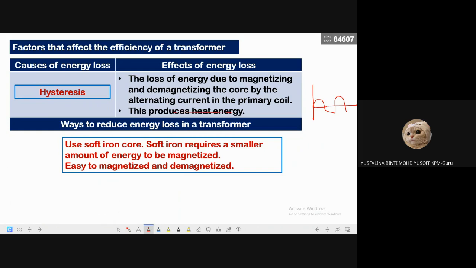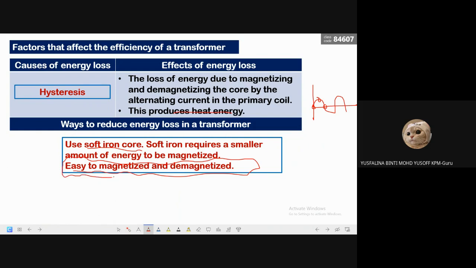Okay, sometimes there's current, sometimes there's no current. This one, the current is maximum. Then this is no current again, right? So how to reduce the energy loss? Okay, so we use a soft iron core. Soft iron core is easy to magnetize and demagnetize. This one is for the AC part.